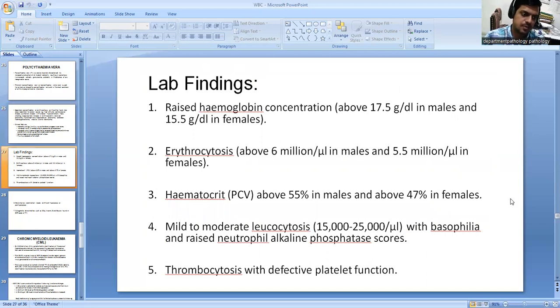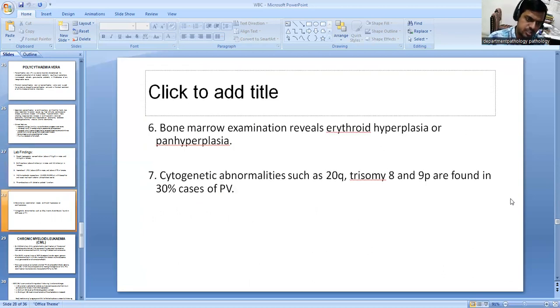The lab findings in polycythemia vera: raised hemoglobin concentration, with the criteria above 14.5 grams per deciliter in males and 15.5 grams per deciliter in females. Increase in the hematocrit above 55% in males and above 47% in females. Mild to moderate leukocytosis with basophilia and raised neutrophil alkaline phosphatase, and thrombocytosis with defective platelet function. Bone marrow examination reveals hyperplasia. Cytogenetic abnormalities such as 20q, trisomy 8, and 9p are found in 30% of cases.